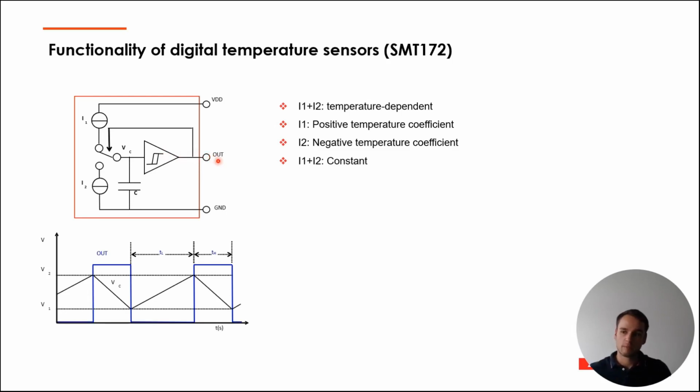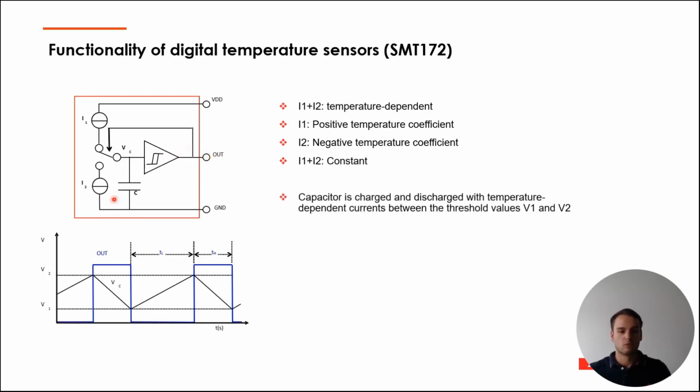So, one step back. As you can see, there's a capacitor, and the capacitor is charged via I1 and discharged with the help of I2. The capacitor has two values. The first one is V1, the lower charge value, and V2 is the upper charge value. With the help of I1, you are charging the capacitor, which you can see here.